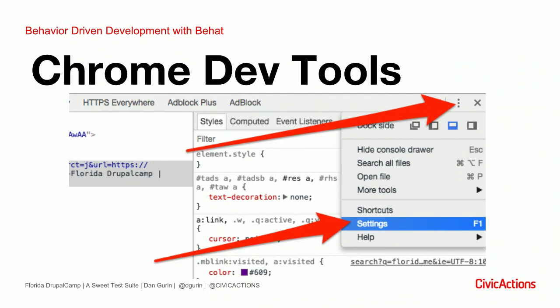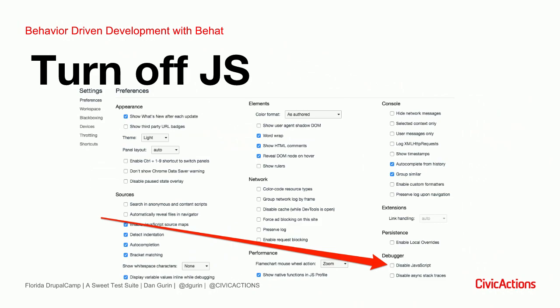To see what the page would look like with JavaScript off, you can do this in Chrome DevTools. Just click on the little menu item there and get to the settings, and then you can just check this disable JavaScript checkbox, and that way you'll be able to see what the page looks like to Behat with JavaScript off.